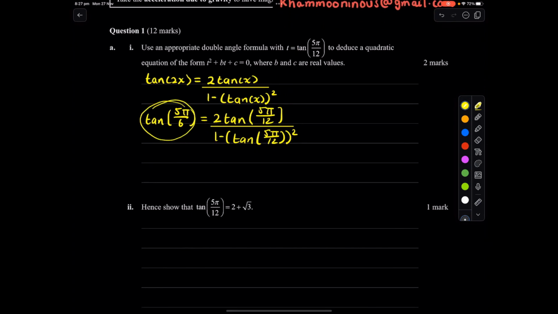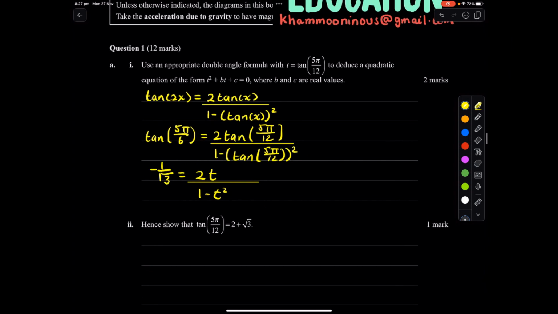So, okay, let me actually simplify this. Tan(5π/6), if I'm not mistaken, is negative 1 over root 3, which is equal to 2 times t, since we know that tan(5π/12) is just t, over 1 minus t squared. So let's simplify that. We get negative 1 over root 3 times (1 minus t squared) is equal to 2t.